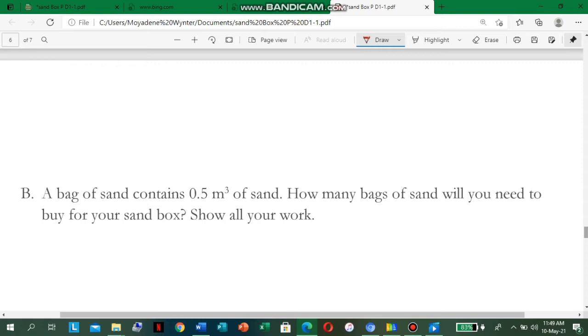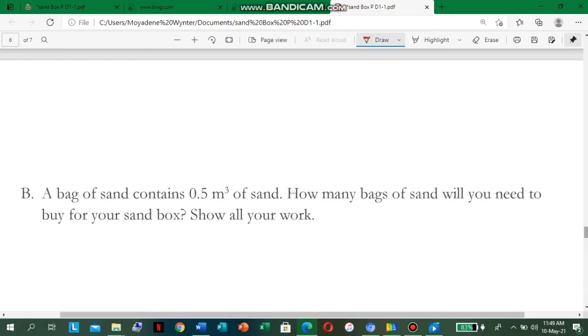How many bags of sand will you need to buy for your sandbox? Show all workings. All right. Let me read it again. It says a bag of sand contains 0.5 cubic meter of sand. How many bags of sand will you need to buy for your sandbox?